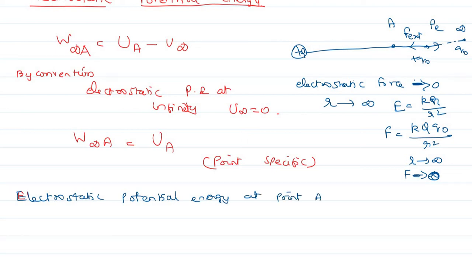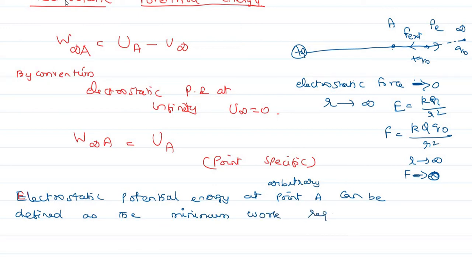at point A, which can be any arbitrary point. Okay, it is not mandatory. This A can be chosen here, here, anywhere. At any arbitrary point A, it can be defined as the minimum work required to be done, the minimum amount of work done in moving the charge Q0 from infinity to that point.